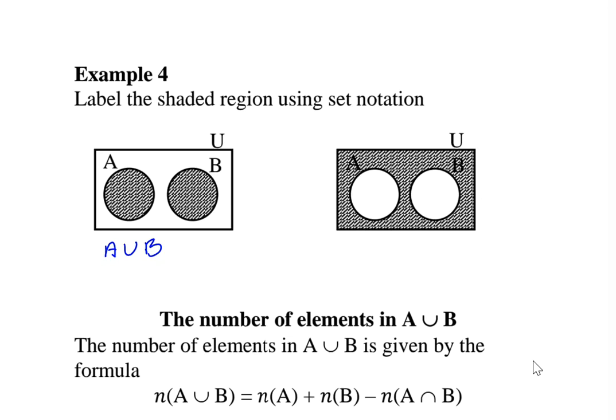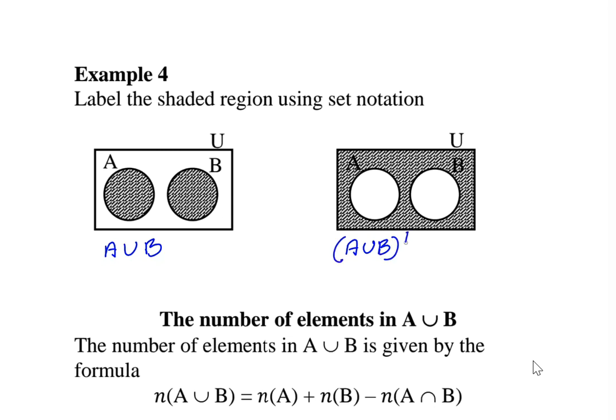All right, over here, the white circles together would be A union B. So the shaded region outside, which would be everything that is not A union B, is A union B complement.